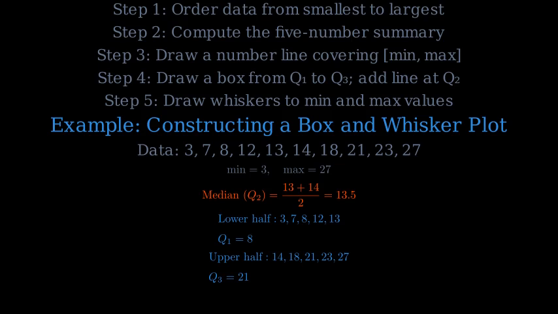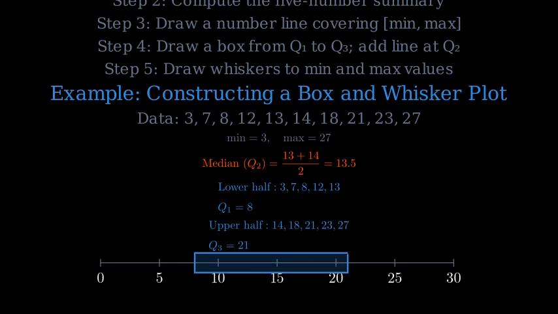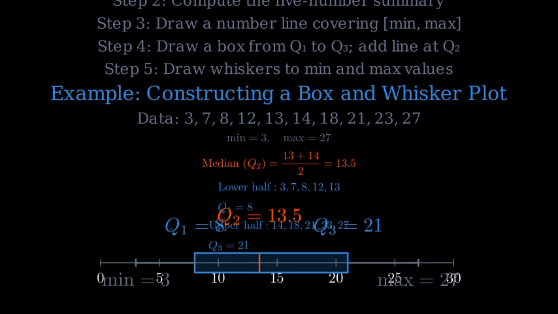Now, let's draw the box and whisker plot for our example. First, we create a number line ranging from 0 to 30, covering our minimum and maximum values. Next, we draw the box from Q1, 8, to Q3, 21. We add a vertical line inside the box at the median, which is 13.5. Finally, we extend whiskers from the box to our minimum, 3, and maximum, 27 values. And there we have our complete box and whisker plot.